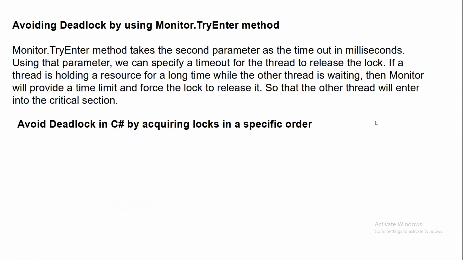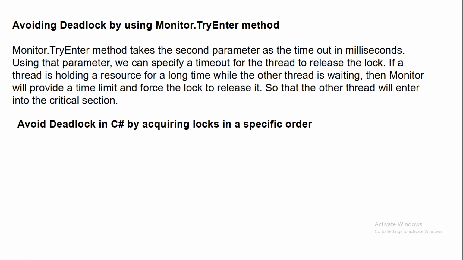So how do you achieve this, to prevent these deadlocks? I have already told you about Monitor.TryEnter, where you have the ability to wait for a certain amount of time. Within that time, if you are able to gain access, you go and execute your piece of code.